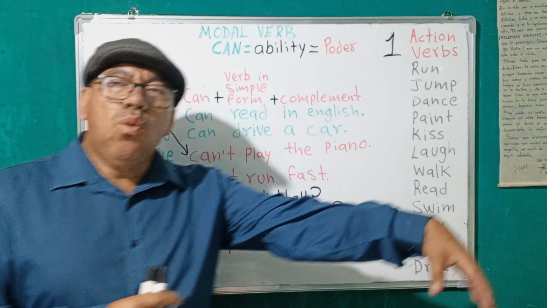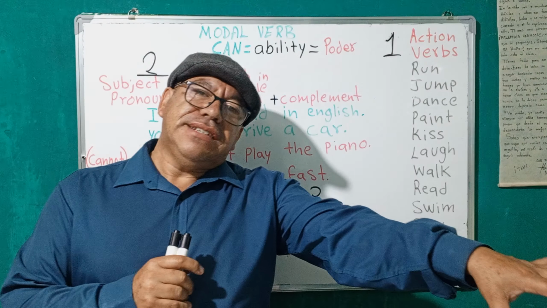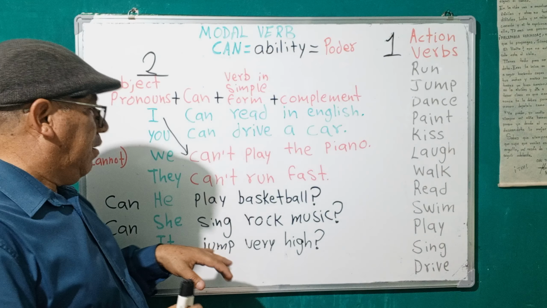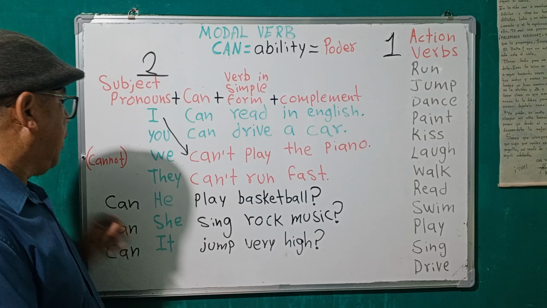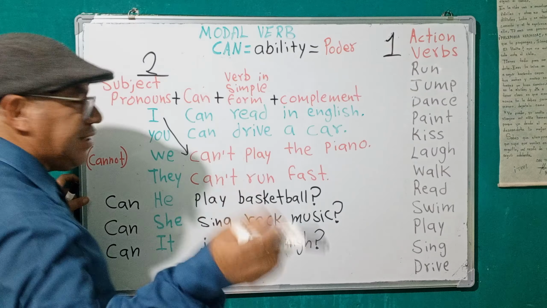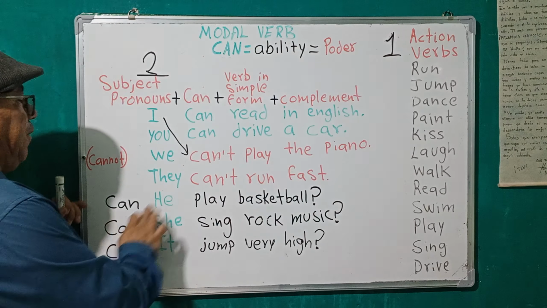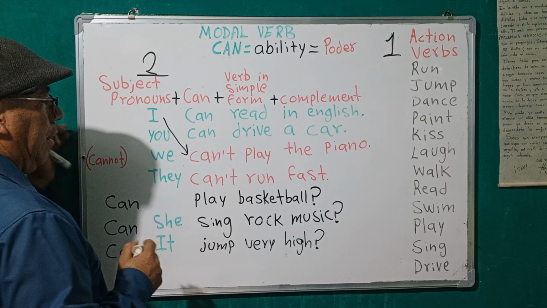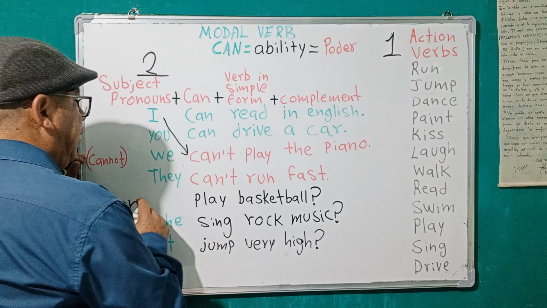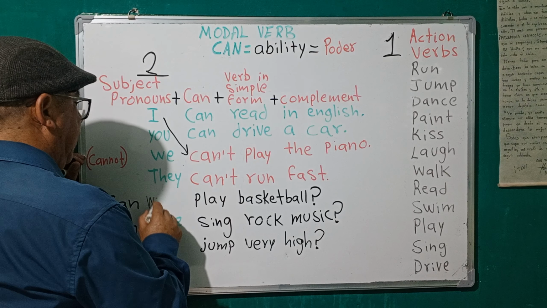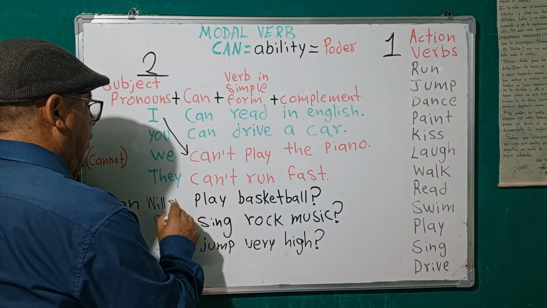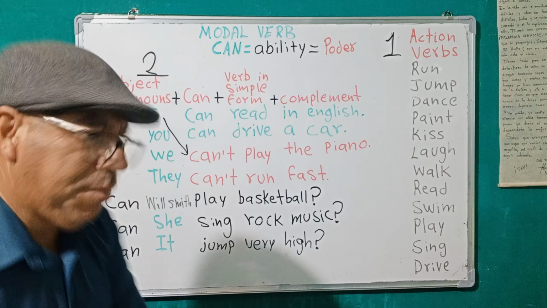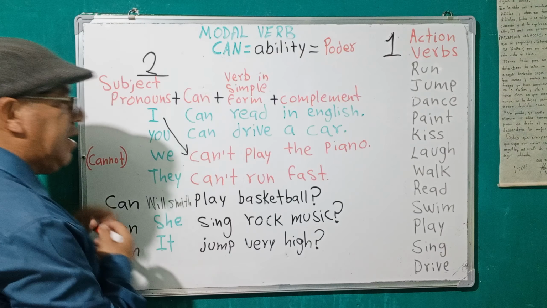Can you sing and dance at the same time? And they will say yes or no. You could do this activity, and you could write names instead of he. You can write names. For example, can Will Smith play basketball? Can Will Smith play basketball? And your students have to answer, okay?